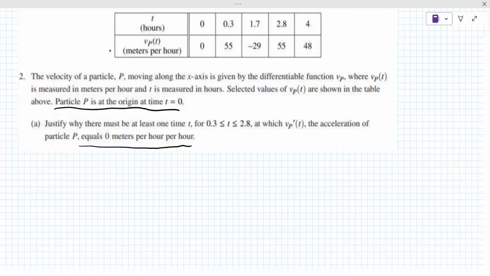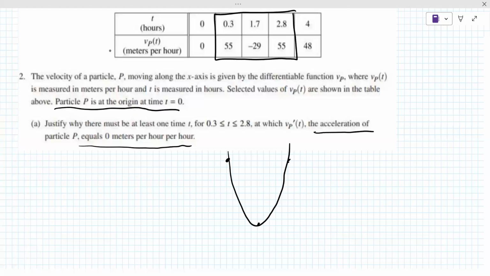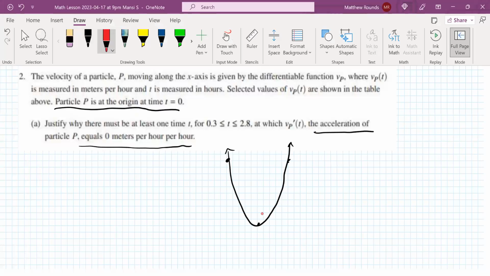So you're basically looking at these 3 points here. If you make a quick sketch, 55 minus 29 and 2.8, we have some sort of thing that's going down and coming back up. So how do we know that the acceleration must be 0 for something like this that's graphed here? The slope equals 0. Yes, there's a horizontal tangent somewhere.